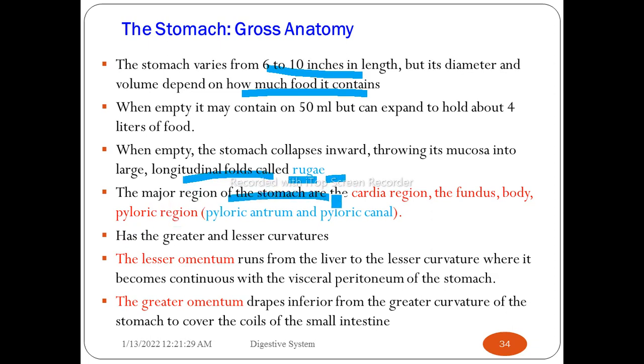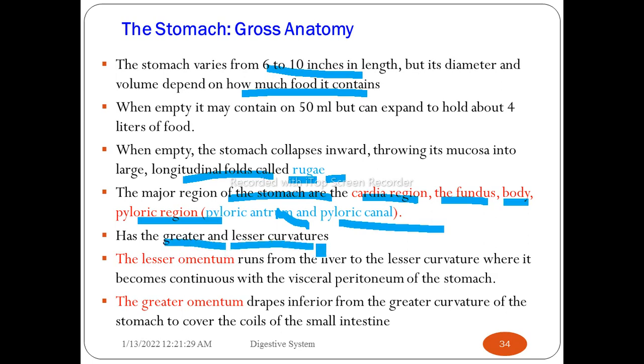The major regions of the stomach: we have 4 regions. The first part is the cardiac region, then the fundus, then the body is 3, and the pyloric region is 4. The pyloric region divides further into pyloric antrum and pyloric canal. The stomach has 2 curvatures, greater curvature and lesser curvature. It also has 2 omenta, lesser omentum and greater omentum. The omentum is a peritoneum which is given to the stomach.